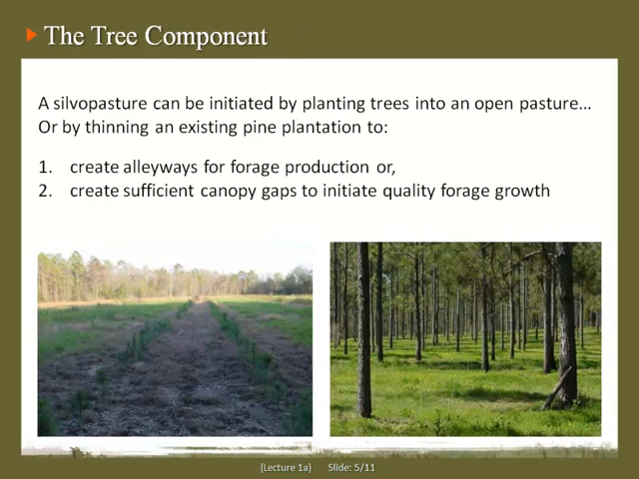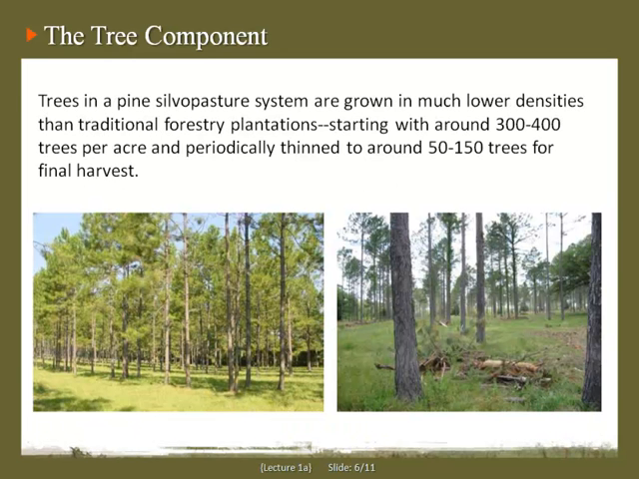Silvopastures can be initiated by planting trees into existing pasture or by thinning an existing forest stand enough to open up the canopy to allow sunlight to reach the forest floor or the soil to encourage the growth of grasses and forage species. A pine silvopasture is grown in a much lower density than a traditional forestry plantation is established. Many silvopastures start with around 300 to 400 trees per acre and are periodically thinned to around 50 to 150 trees per acre for a final harvest of high-quality saw timber.